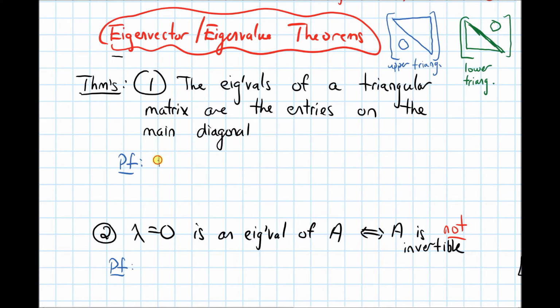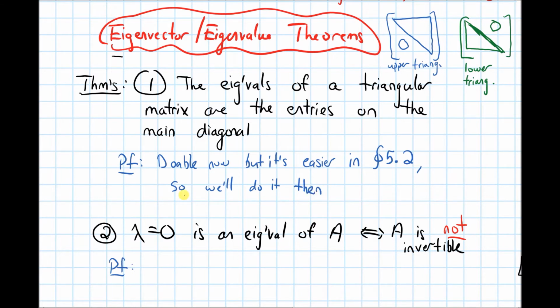The proof of this is doable now. We can do it based off of what we know now, but it's easier in section 5.2 once we develop some additional tools. So we'll do it then. I just wanted to state this theorem now because it's useful when we see problems where we have a matrix that is triangular, so we can quickly identify what the eigenvalues are. But the actual proof we'll do in the next section.